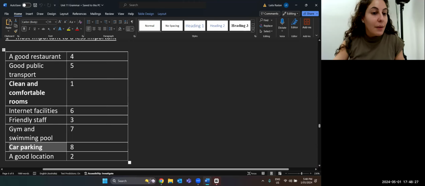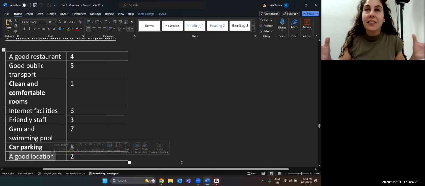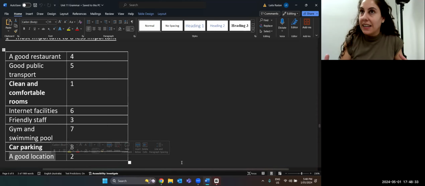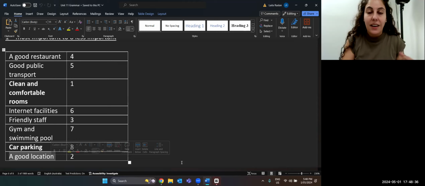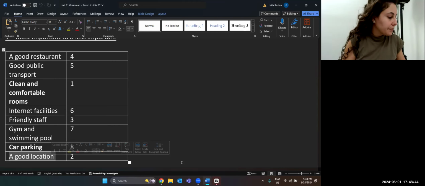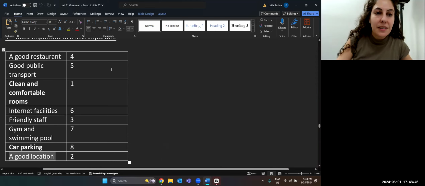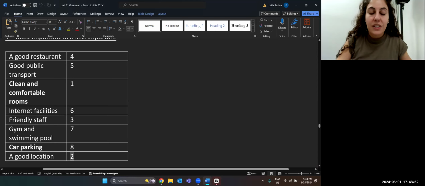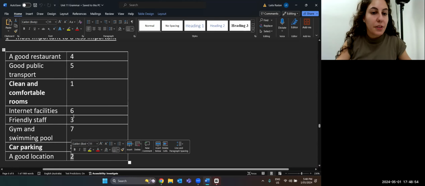Maybe you are traveling by car and you need to park your car at the hotel. Maybe it's really important that the hotel has a good location. It's in the city or it's by the beach, because when you're visiting a country, you don't want to be too far away from the touristic places. So you want your hotel to be a good location. Okay, so just put the number 1, which is most important to you. And then number 2, what is next important to you? Number 3, 4, 5, 6, 7, 8.